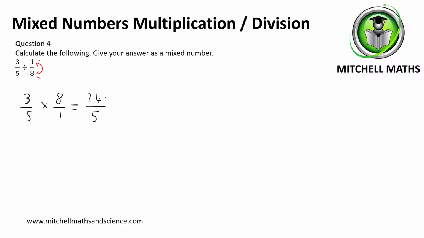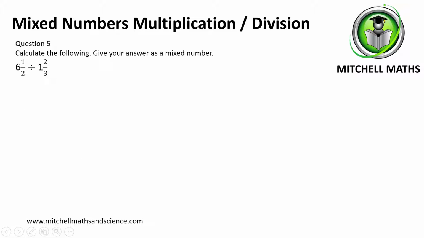And now I need to convert this 24/5 into a mixed number. Well, how many times does 5 go into 24? It goes in 4 times, and I've got 4 left over. So that'll be 4 and 4/5. Okay, so that's dividing fractions and converting the improper fraction into a mixed number.